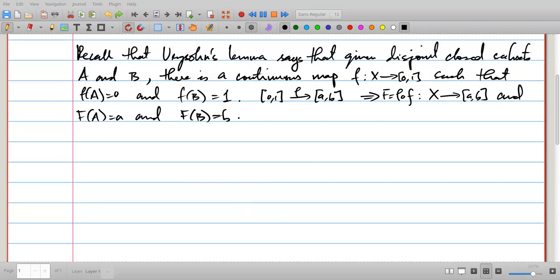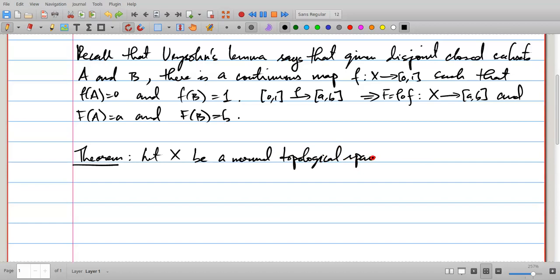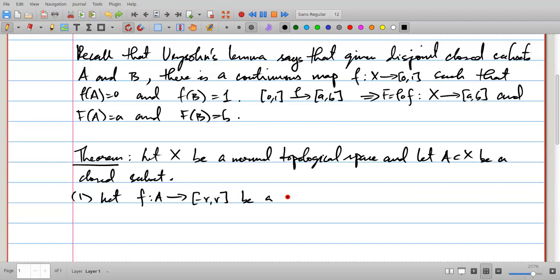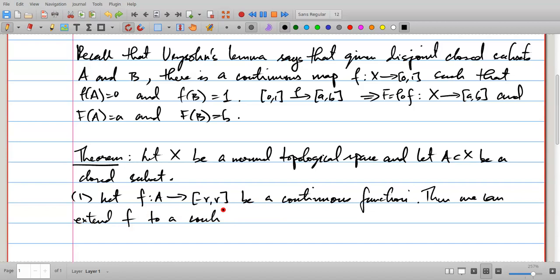So, theorem. Let X be a normal topological space and let A contained in X be a closed subset. Then there are two extension theorems. The first one says: let f from A to [-R, R] be a continuous function. Then we can extend f to a continuous function capital F from X to [-R, R].